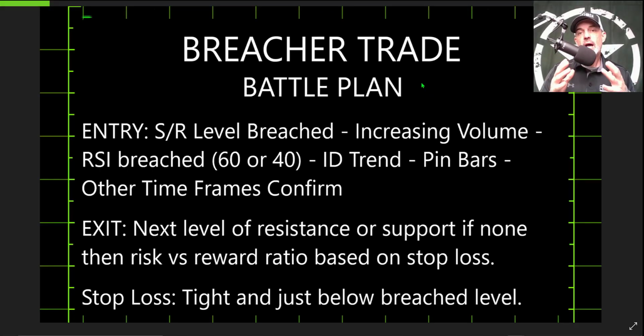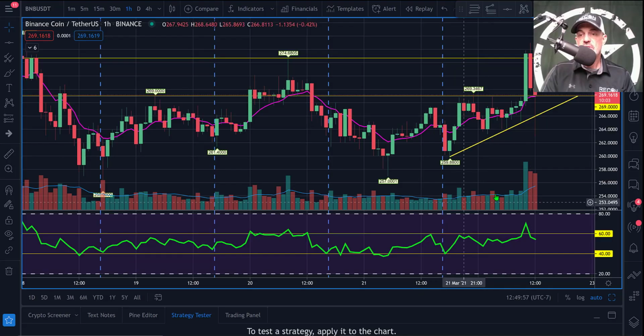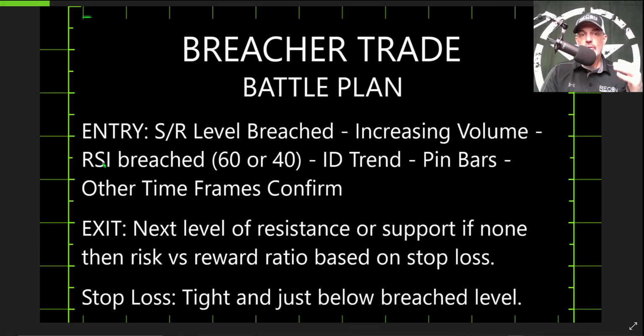So with that all being said, you have to have a battle plan anytime you're going to engage a target. So in order to engage the target, I need a support or resistance level to be breached. Now that's obvious given the name of the strategy. I also need to see increasing volume, which again, when we look back at the chart, we were seeing increasing volume. So now I'm starting to build confirmation. I also like to see the RSI 60 or 40, depending: if I'm going long, then I want the 60. If I'm going short, I definitely want the 40 to be breached as well.